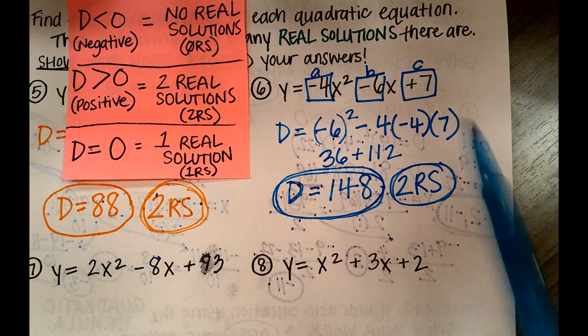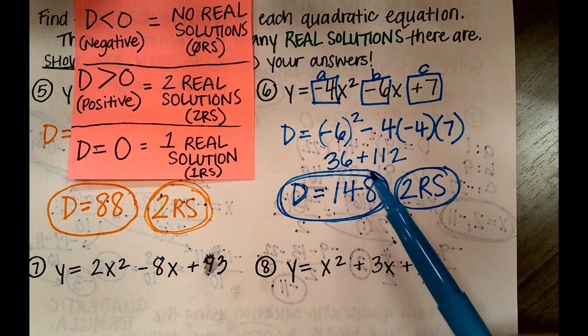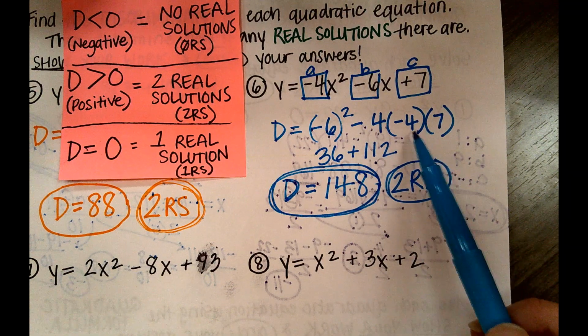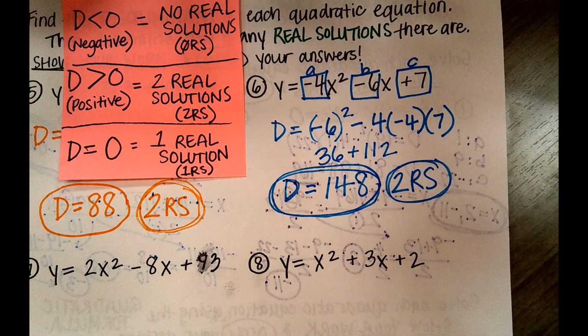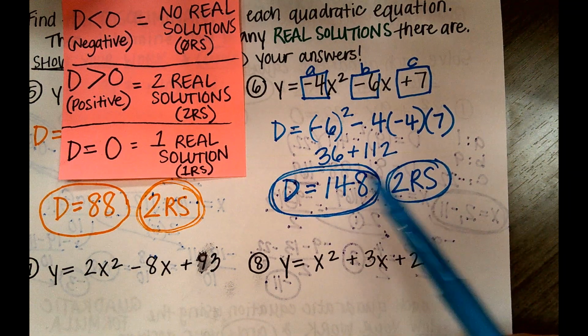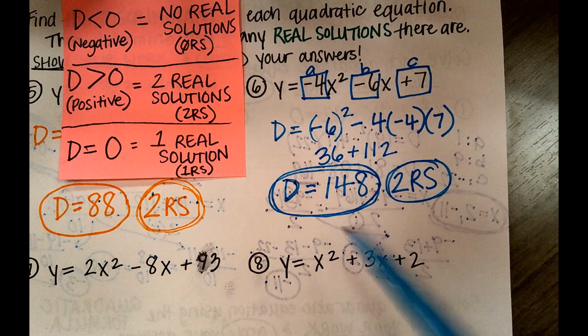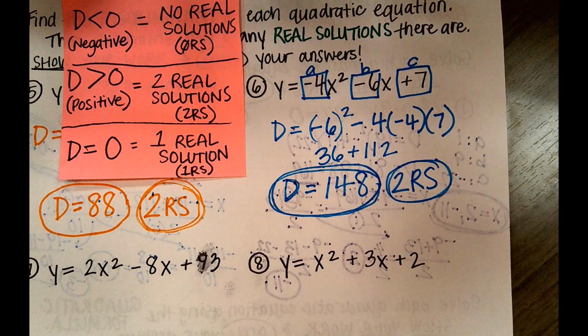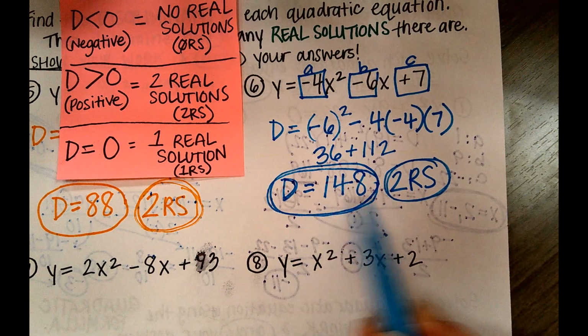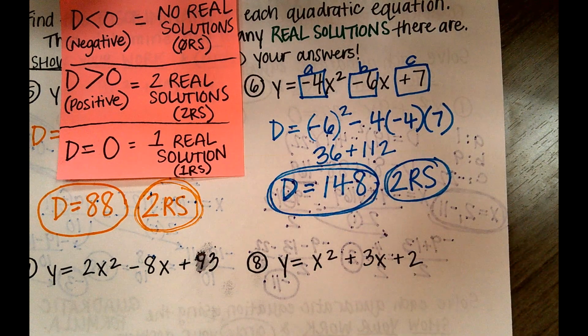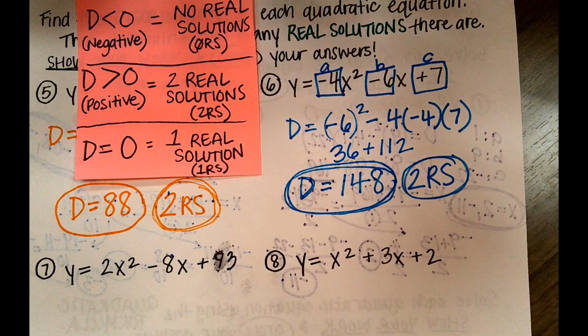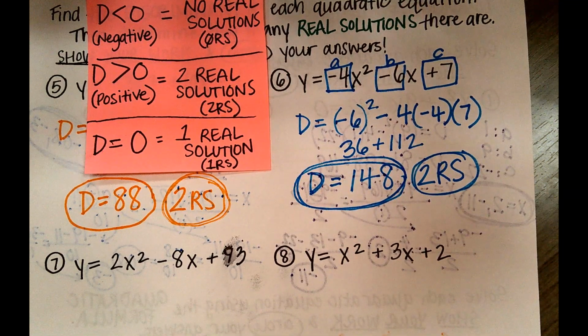All right, so we just did b squared, 36, minus 4 times -4 times 7, 112. Added them together, we got 148. Very nice. 2 real solutions. Why is it 2 real solutions? Because it's a positive number. Yes, because we got a positive number. All right. That's number 5 and number 6.